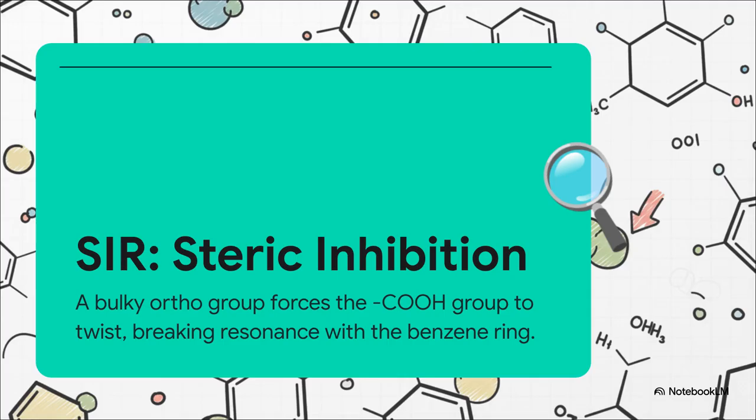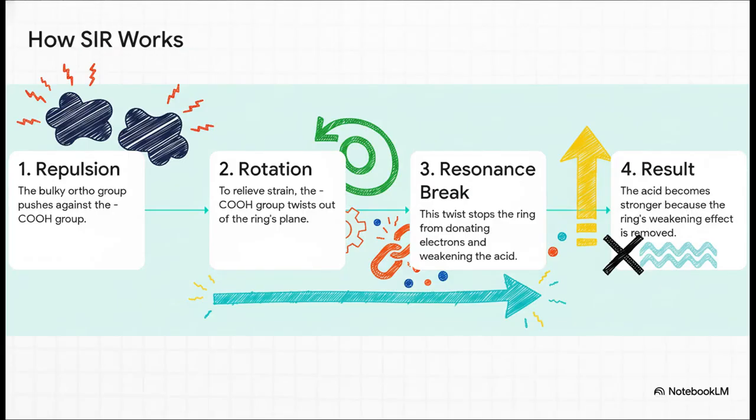That bulky group sitting in the ortho position literally bumps into the carboxylic acid group. It's like they're fighting for space, and it forces the acid group to twist out of alignment with the flat benzene ring. It's actually a brilliant chain reaction. It all starts with simple repulsion. The groups are just too close for comfort. To get some breathing room, the COOH group is forced to rotate, twisting out of the ring's plane. Now, that physical twist breaks the electronic connection. It breaks the resonance. And here is the key.